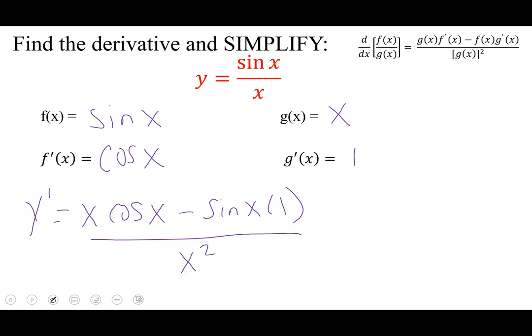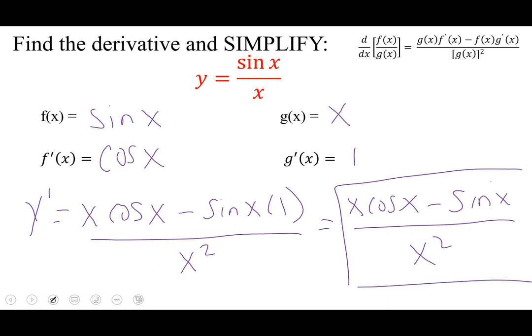And again, do you have to put the 1? Obviously, you know that it's a 1, but at least for now, I'm trying to make sure you understand where the different parts are going. And again, there really isn't anything at all that can be done to simplify here, other than the fact that I can get rid of that 1 if I want to, and write this as x cos of x minus sine of x divided by x squared.